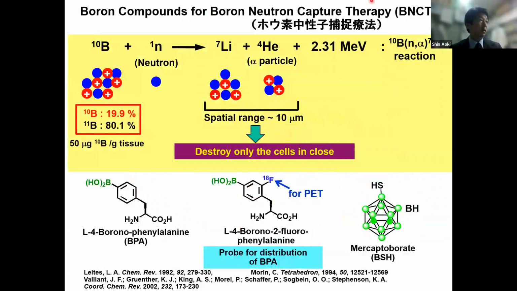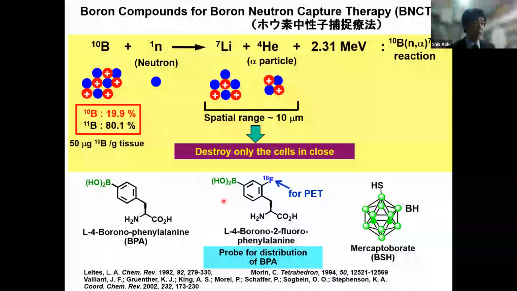And once again, boron-10 consists of 5 protons and 5 neutrons, and irradiation of B10 with thermal neutrons induces the decomposition of boron-10 into lithium and helium, with high energy. And once again, if you can accumulate boron-10 compound into the cancer cells, you can destroy only the cancer cells by irradiation with thermal neutrons.